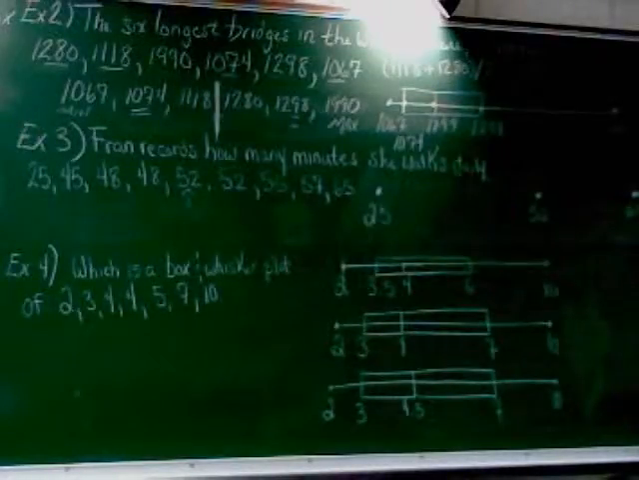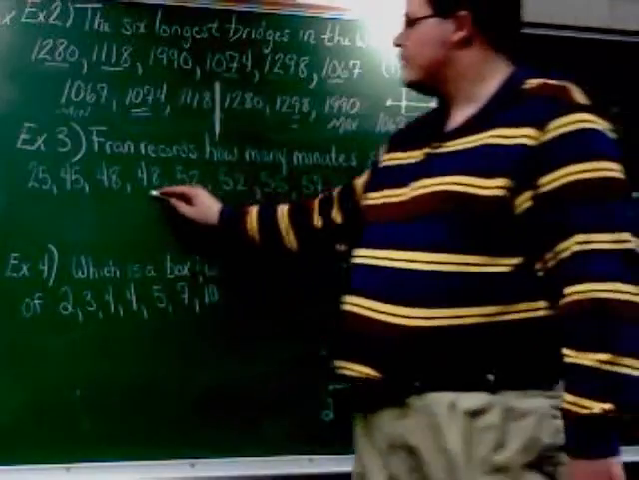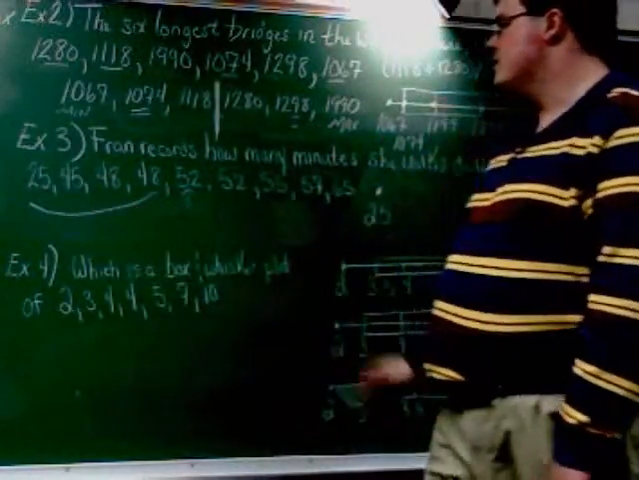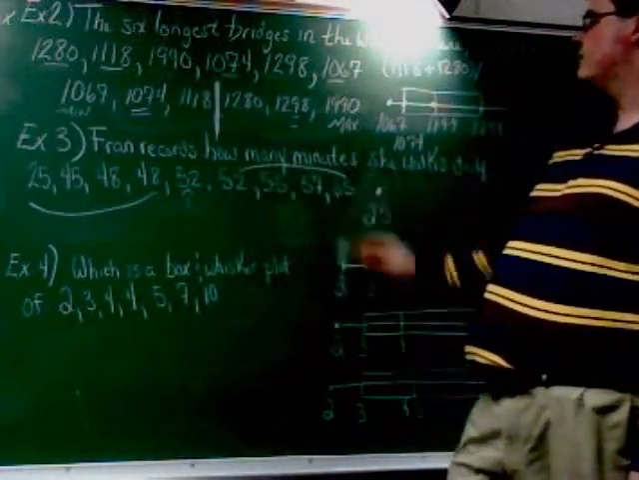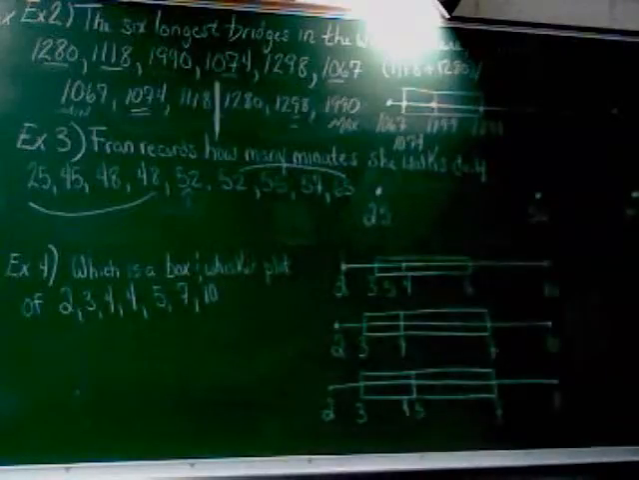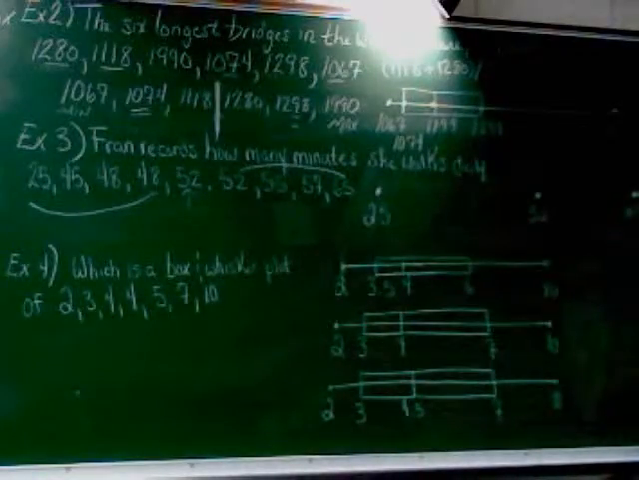Okay, now the median divides my numbers into a lower and upper half. Everything less than it is the lower half. Everything bigger than that is the upper half. Okay, so now I've got to find the median of those two halves.